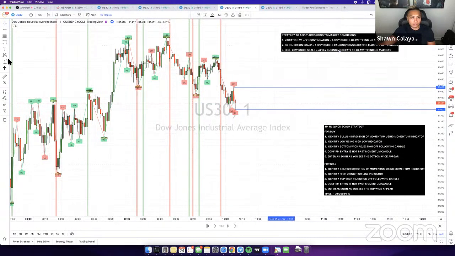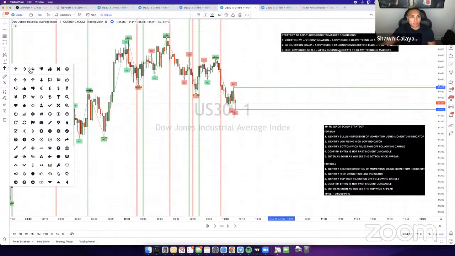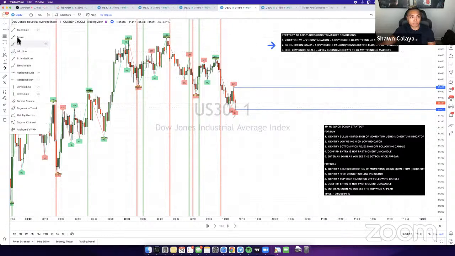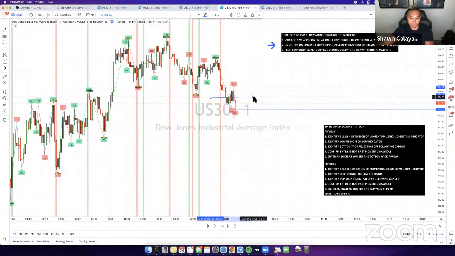So for this here, the strategy that you would want to apply would be the SR rejection, not the high-low quick scalp, because this is to be applied during moderate to heavy trending markets. Right here, price is going sideways, so it's not really trending at all, but it still fits the criteria for a sell.